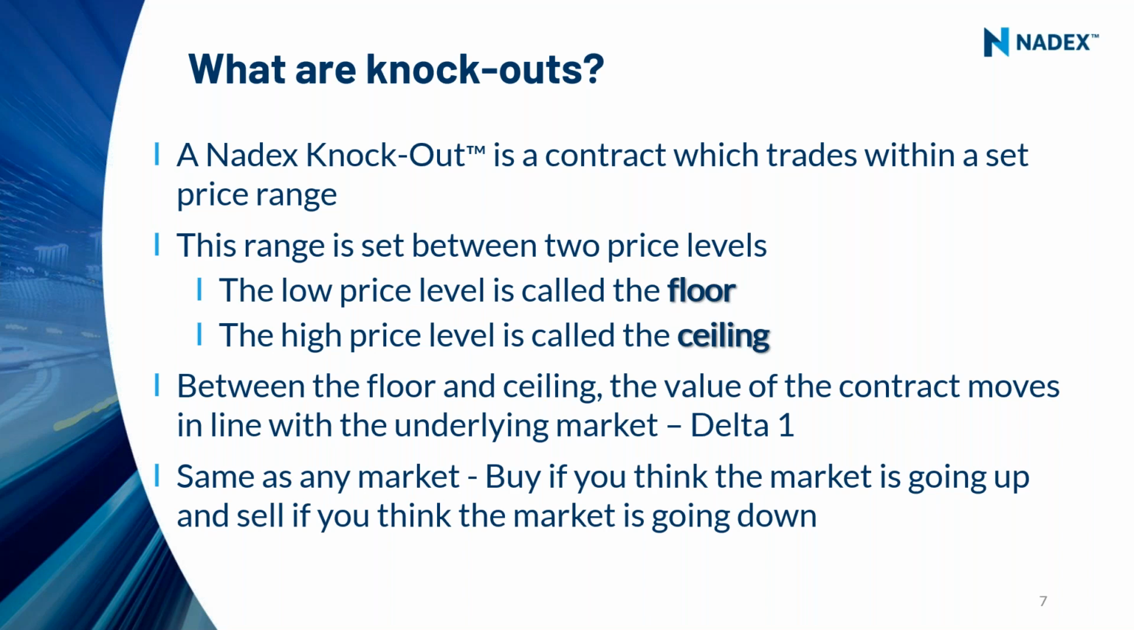I simply buy a knockout, and I've got these clear ranges around it. I've got a floor and a ceiling, and I'm simply trading the actual price of the underlying. So I think that's pretty straightforward. It would be like if you're trading stock and you bought Apple stock. If you thought it was going up, you could buy it. And if you thought it's going down, you could actually take a short position.